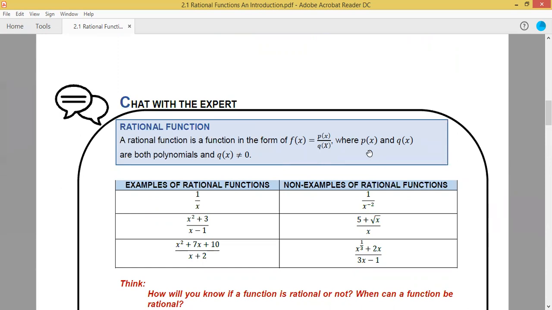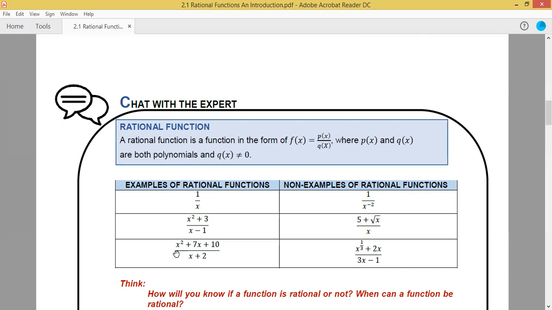Now, when can p of x and q of x be polynomials? There are three. First, it must have an integral exponent. It means that the exponent cannot take 1/2, 1/3, and again, the integer must be positive. Second, the variable must not be inside a radical sign. And third, the exponent must be positive.